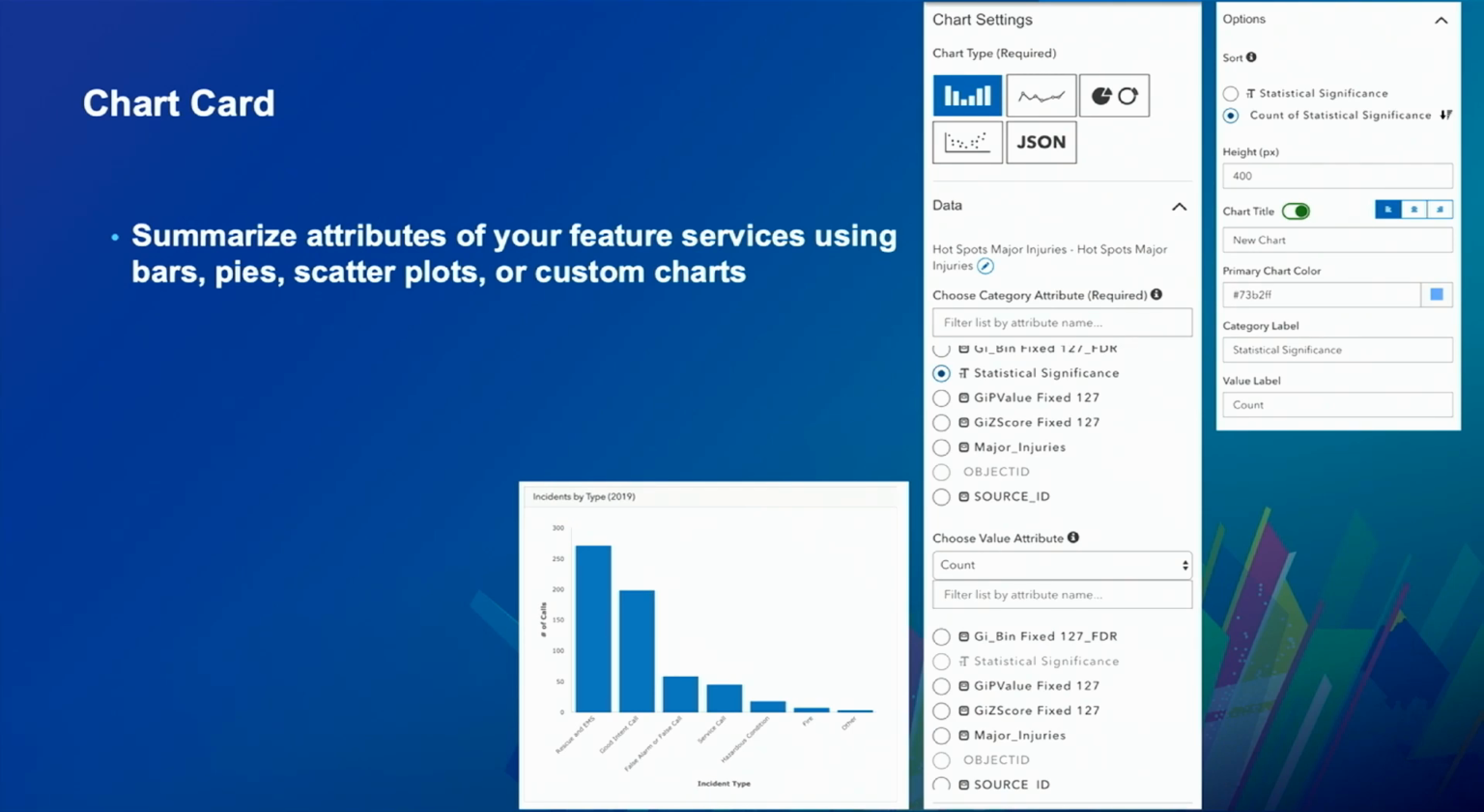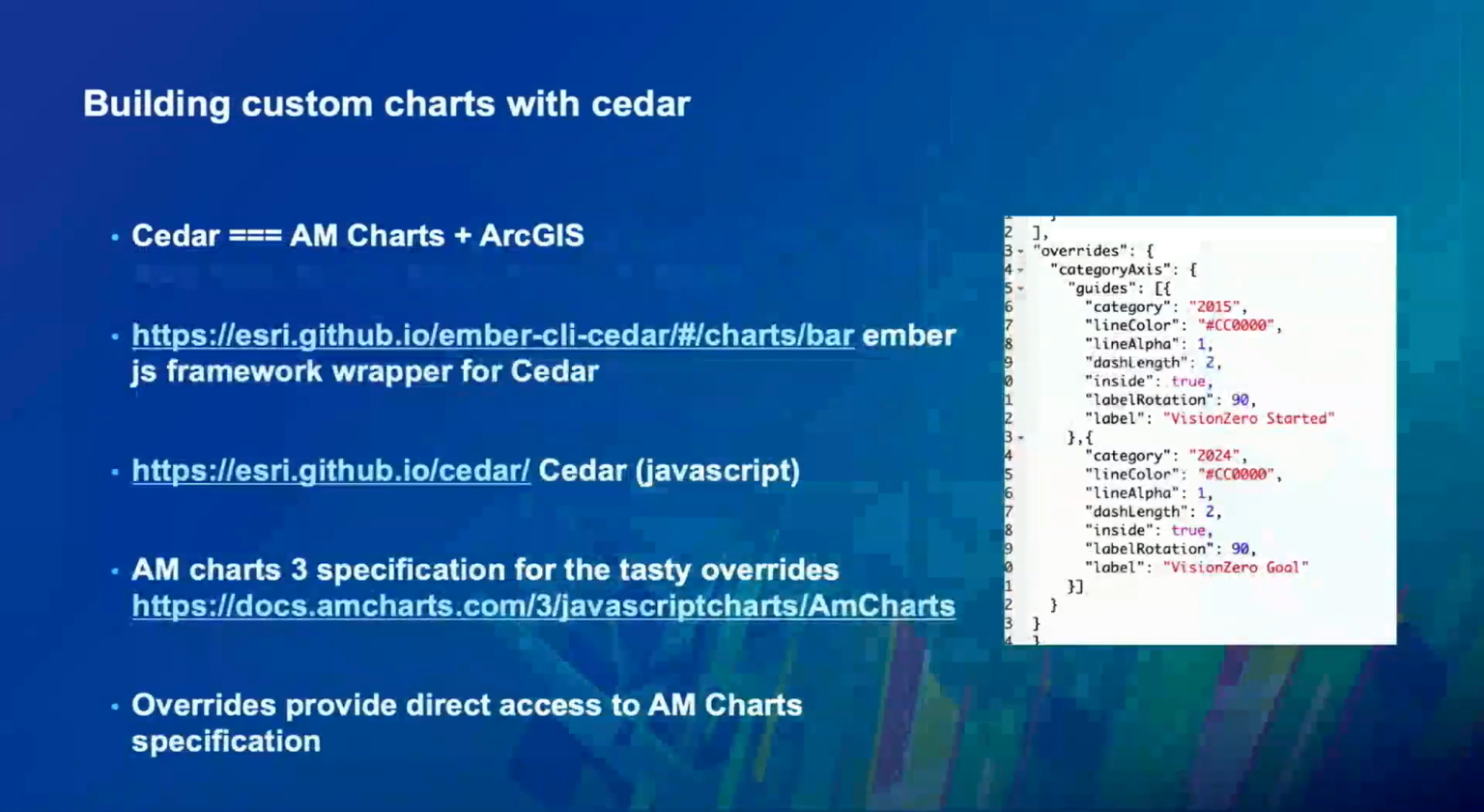Has this nice UI for customizing what type of chart you want. And you see that JSON mode. That JSON mode lets you do custom things. So we're developers. Cedar is AM Charts plus ArcGIS. We build our app in a framework called Ember, so we have a wrapper around it. This website's nice though because it's got a couple examples and a playground. There's the repo for Cedar. If you're building an app even outside of sites, you can use Cedar, and it's open source.